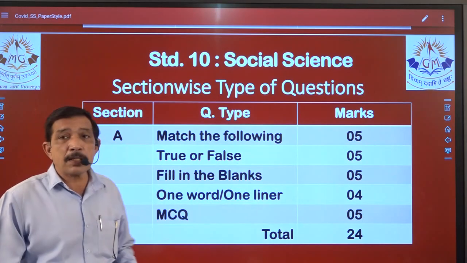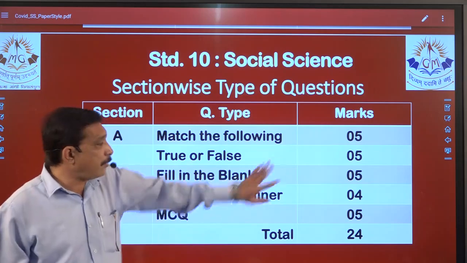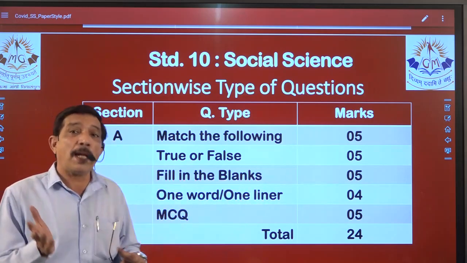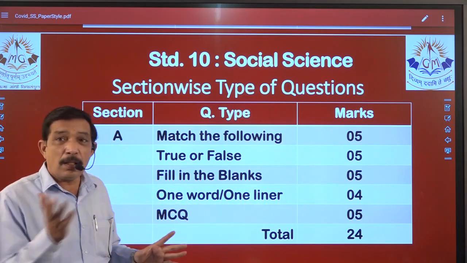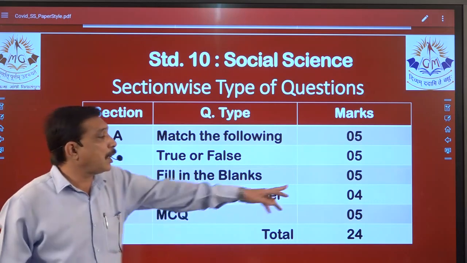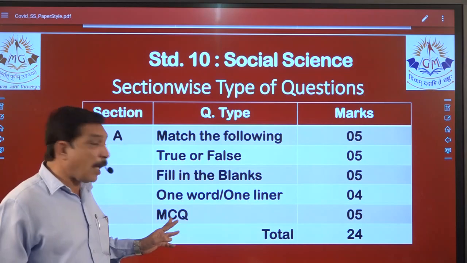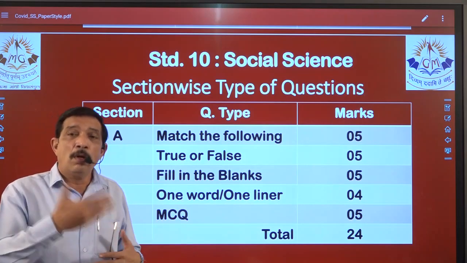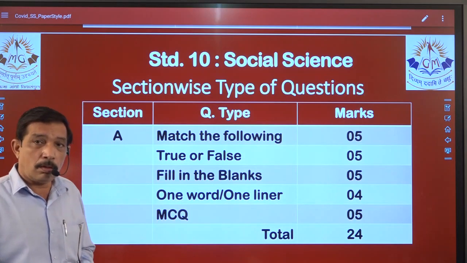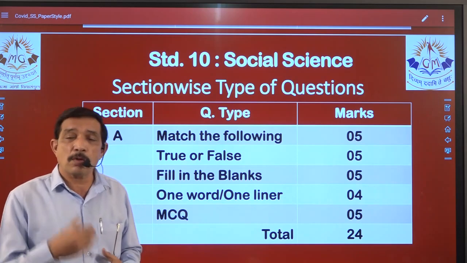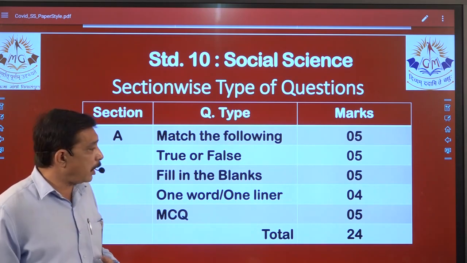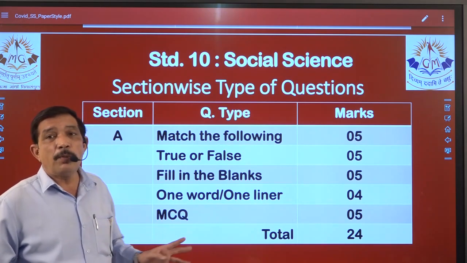Same way, fill in the blanks, there will be 5 questions having 5 marks, 1 word or 1 liner. Yes, or identify me, something will be given over there. 4 questions will be asked, that is 4 marks. MCQ, where you have 4 multiple choice options given over there, out of which we have to select one, that we already know. That will be 5.